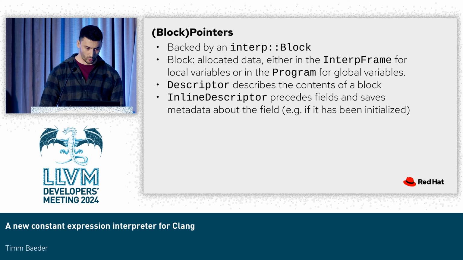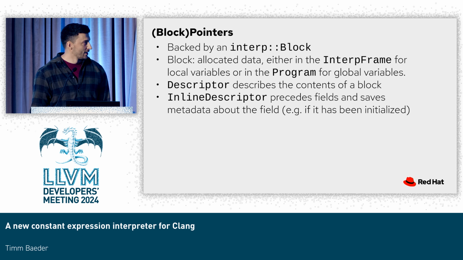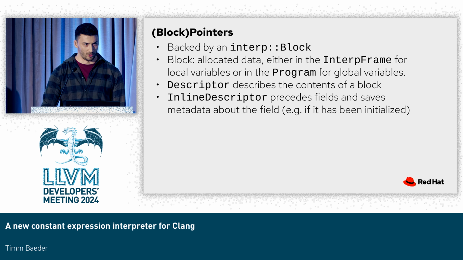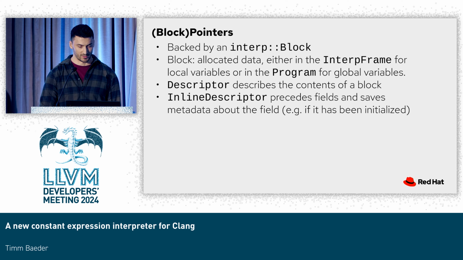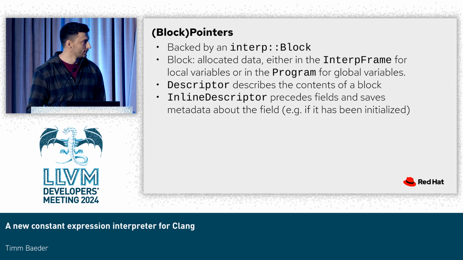For pointers, the most important one is the block pointer, which is not the one you maybe know from Objective-C. For us, a block is just actually allocated data. So if you have an integer somewhere, we need to allocate it. Usually that is in either the interop frame for local variables or in the program for global variables. More recently, there's dynamic memory allocation that also works at compile time, which also allocates a block.